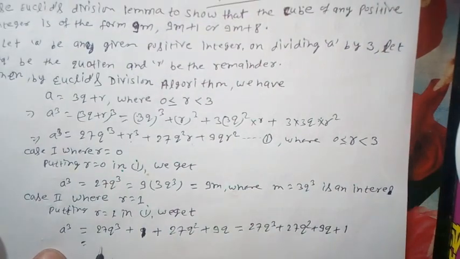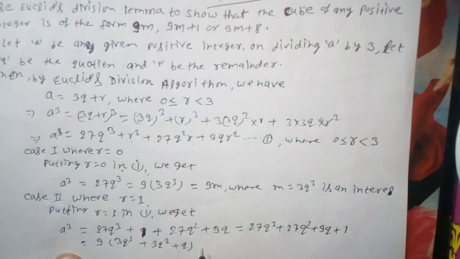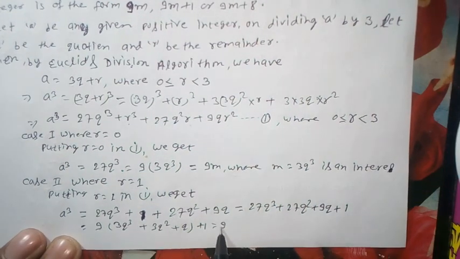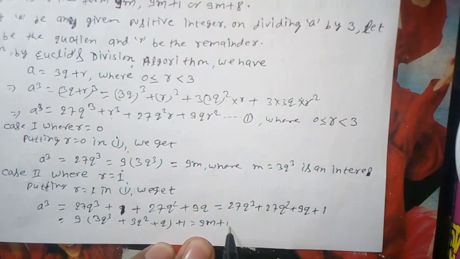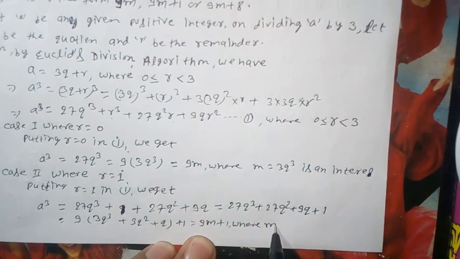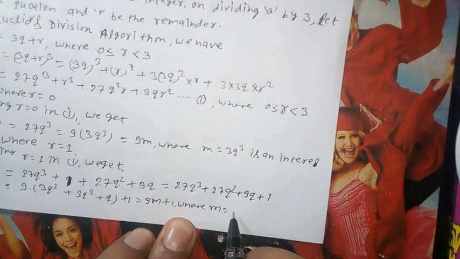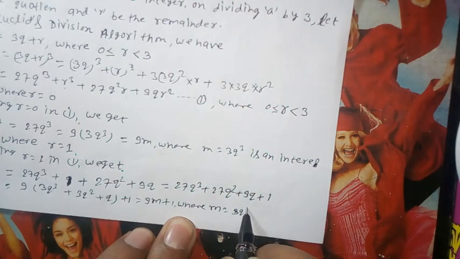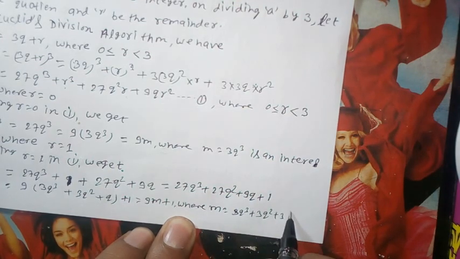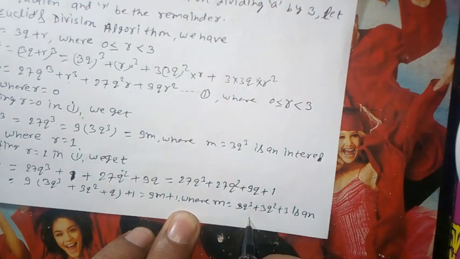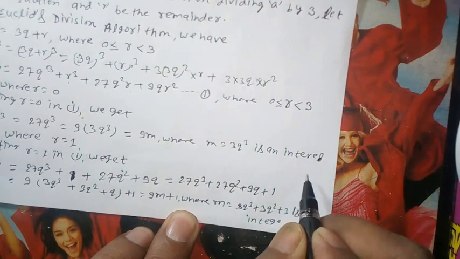We take 9 common: 9 times (3 q to the power 3 plus 3 q square plus q) plus 1 is equal to 9m plus 1, where m is equal to 3 q to the power 3 plus 3 q square plus q, an integer.